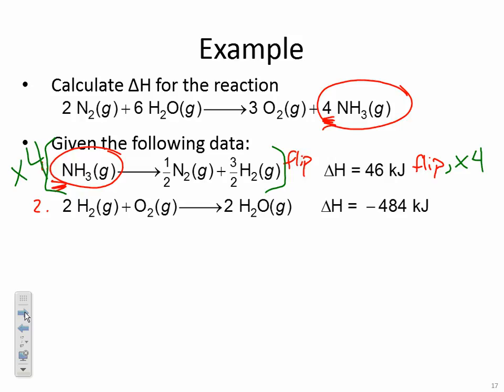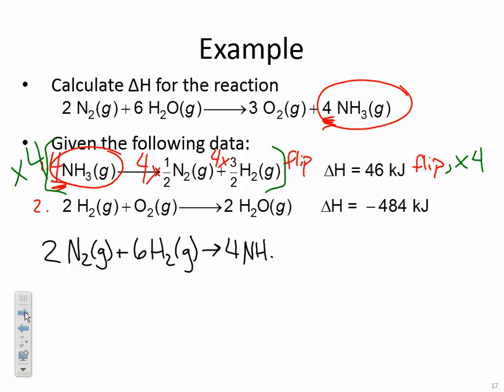So flipping this, my reactants are going to be my products and vice versa. Flipping and multiplying times 4. So I'm going to wind up having a 4 NH3. I have to multiply the 4 times the 1/2 for the N2, and I have to multiply the 4 times the 3/2 for the H2. So I'm going to wind up with 2 N2 gas plus 6 H2 gas yields 4 NH3 gas.